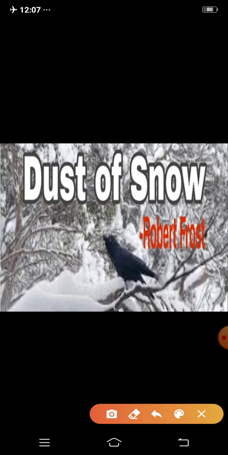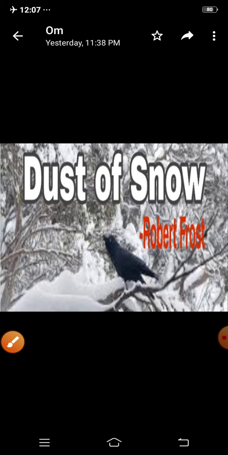Dust of Snow is a beautiful short poem composed by Robert Frost. This poem tells that even a simple moment has a large significance in one's life. The poet has mentioned a crow and a hemlock tree in this poem. Crow signifies his depressive and sorrowful mood, and the hemlock tree is a poisonous tree.